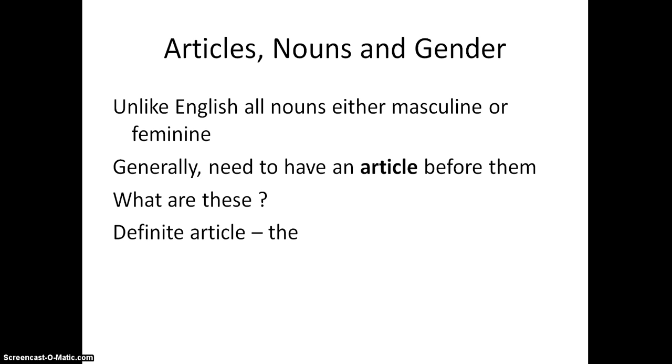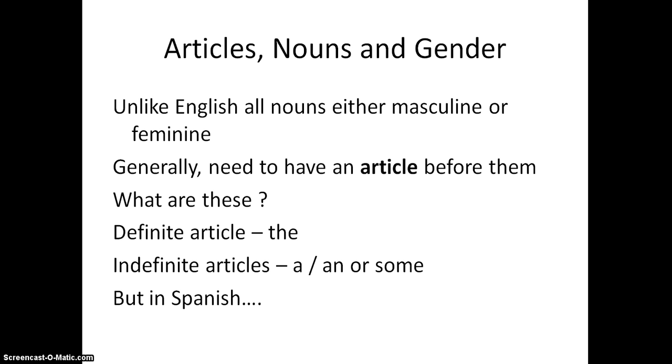A definite article is the word the: the book, the table, the clock. And the indefinite articles are a, or an, or some. But in Spanish we have to look at whether they're masculine or feminine, singular or plural. So let's have a look at that. Definite article, the.